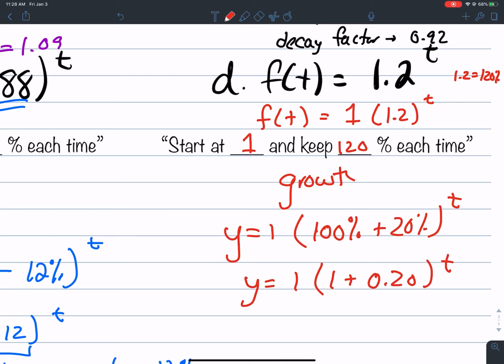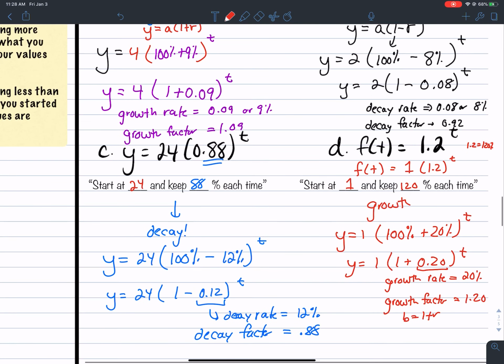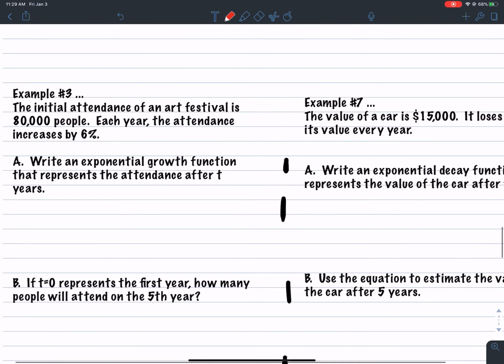So then I can see my growth rate is 20%, because 0.20 is a decimal. Turn that into a percentage. So my growth factor, remember the growth factor is the entire b term, and I know b is the same thing as what's inside the parentheses. So that's 1.20. The reason we talk about that is because it helps us with our examples, and this is how we'll apply this knowledge.